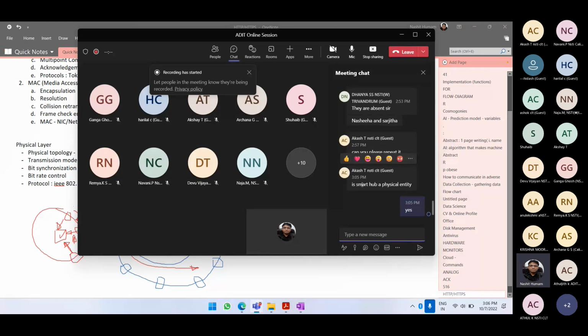Someone asked me if this hub is a physical entity. Obviously, right now we are talking only about physical things, not any logical thing. Fine. Any more questions?